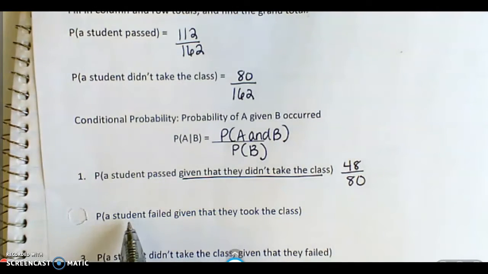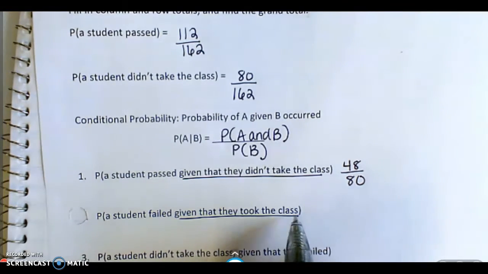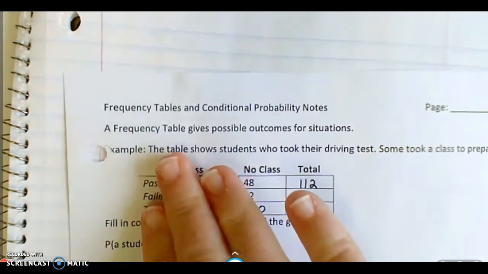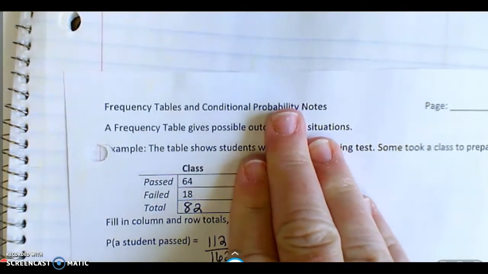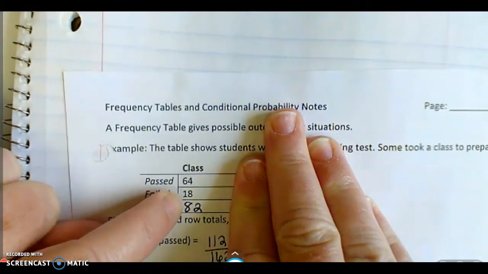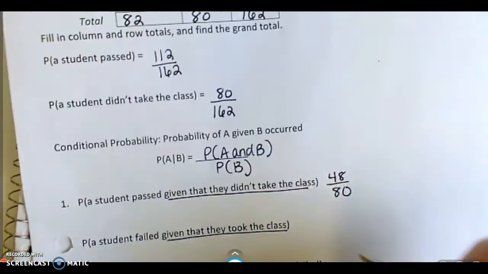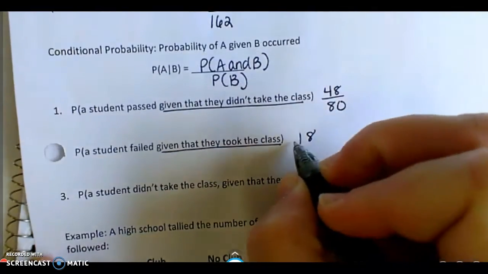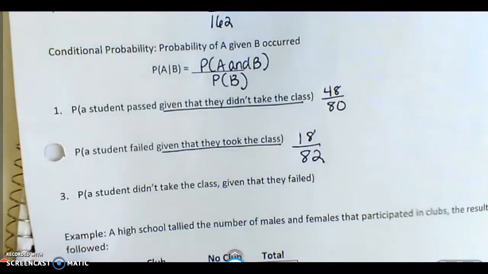Okay, a probability that a student failed given that they took the class. So I'm only going to look at taking the class, and then I'm going to look at failed. So taking the class is here, so I'm only looking at that. It said the probability that they failed. So 18 would be on top. Total is 82. So 18 over 82.